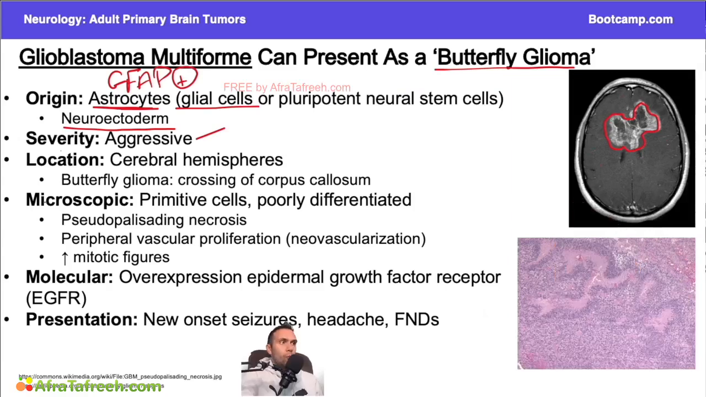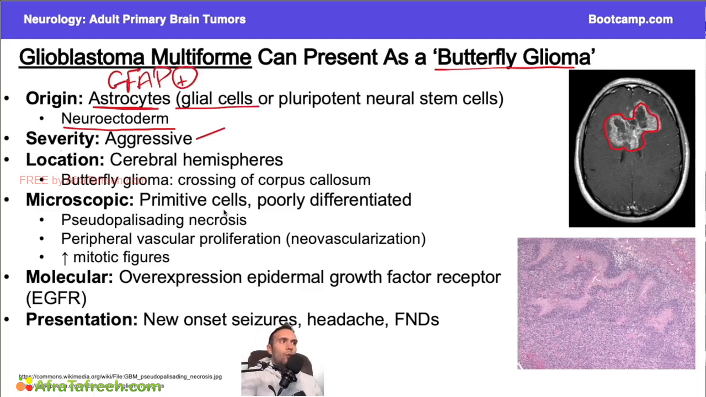It is really important, like I said in the last video, that you understand the microscopic findings for a lot of these tumors, because this is how a lot of the questions are going to come up. They're going to show you the histology, and they want you to recognize it on step 1. So I'll show you this in a second, but microscopically, what we're looking at are these very poorly differentiated primitive cells. This is very similar to what we talked about when we talked about medulloblastoma.